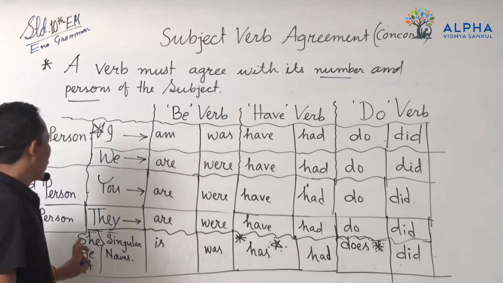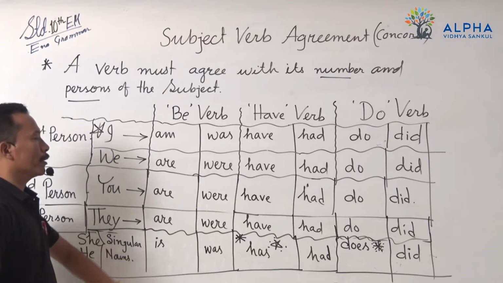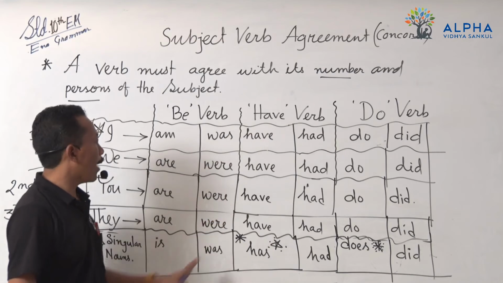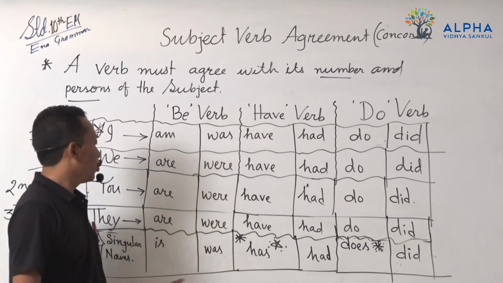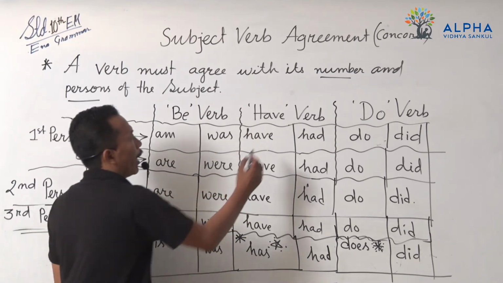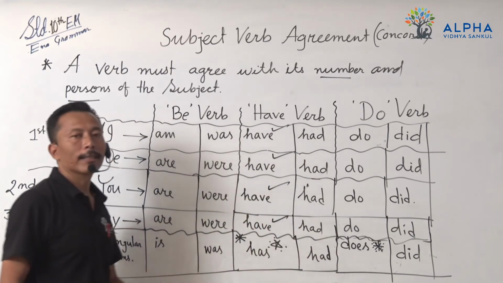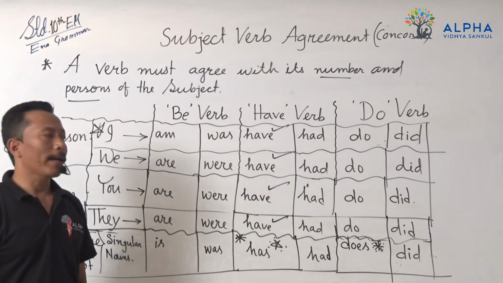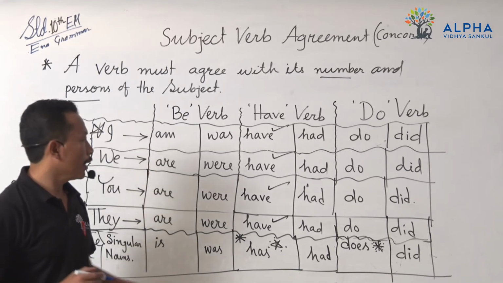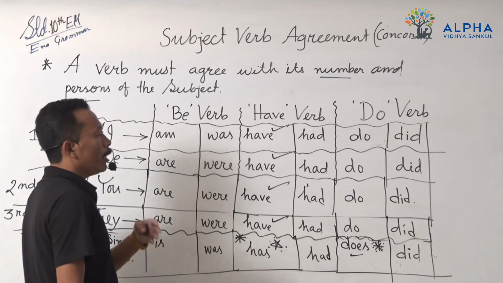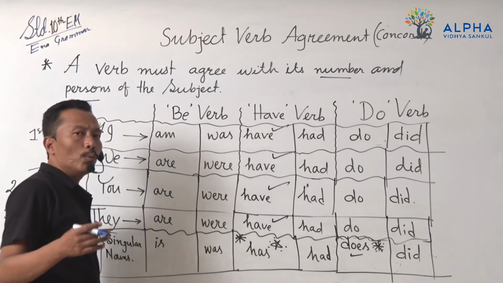Okay. She is or she was. Okay. And for the "have" verb, we have to use "has." You cannot say "have." All you know, "have." Here, "has." He has a pen. We have to write "he has." This also, "does." You cannot say "she do," "he do." We have to say "does."